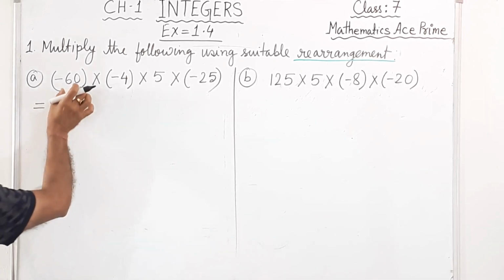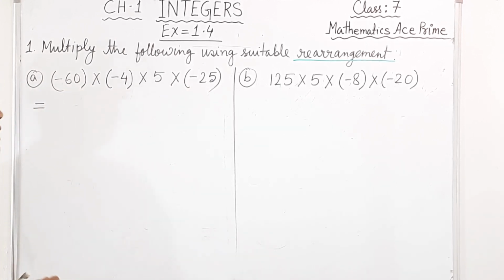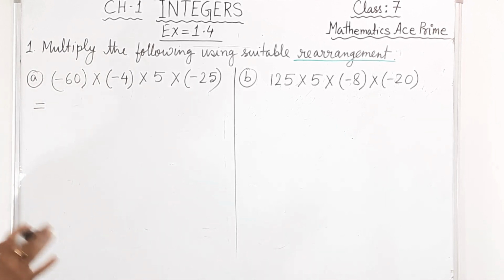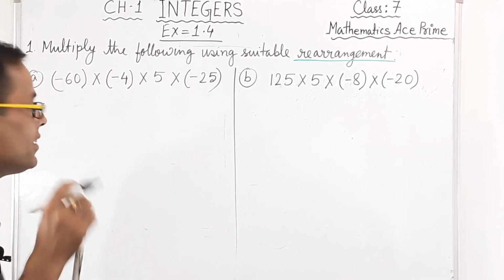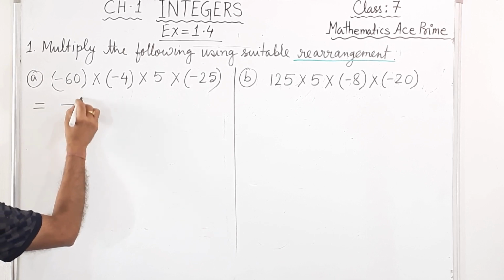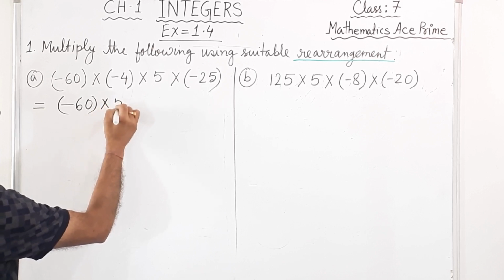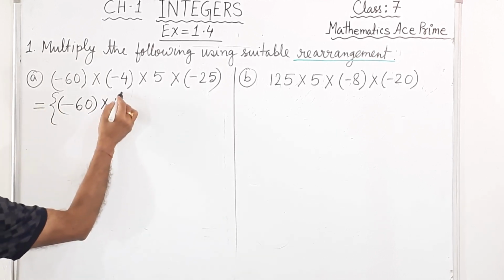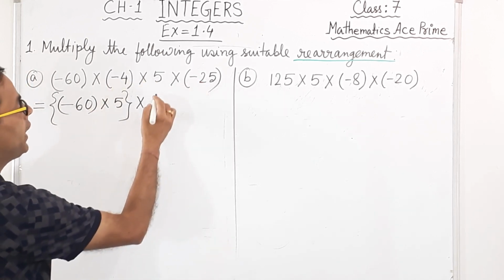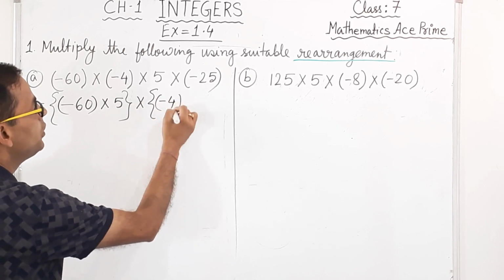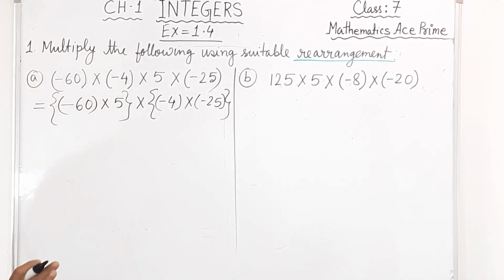Now first one, see here: minus 60 multiplied by minus 4 multiplied by 5 multiplied by minus 25. So how will we do the rearrangement? When you are doing rearrangement, we will try to find out where 0 is coming. Now if I write here minus 60, and then take 5, and make it in bracket, then multiply, and then minus 4 and minus 25. Clear? I did the rearrangement this way.